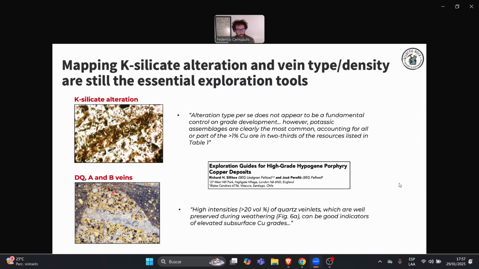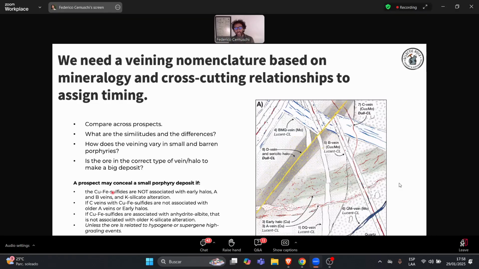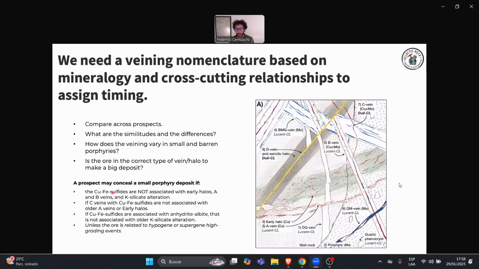We can add to this story a little bit of complexity in terms of the deep quartz veins and B veins, and I'm going to expand a little bit on that. And that's why we need to have a nomenclature of the veins that is based not only on mineralogy, but on cross-cutting relationships, because we need to have time to compare different generations. All these vein types have their own variation. So we need to have this timing to name a certain mineralogical group of variability. And that lets us compare across prospects, see what's similar and what's different between small porphyries and barren porphyries and economic porphyries and gigantic porphyries.